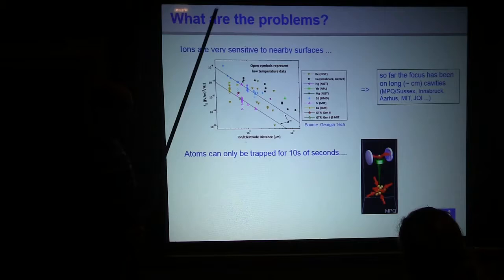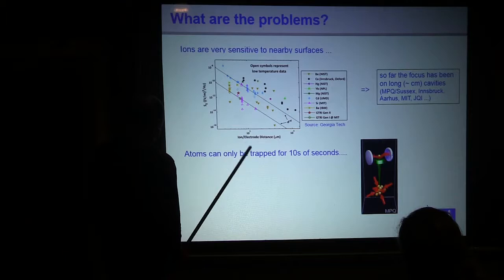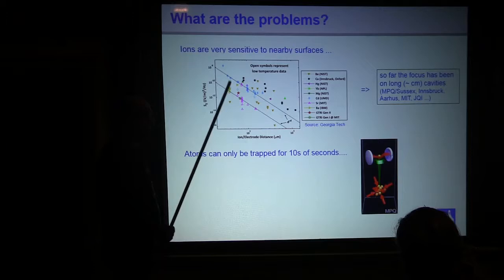So that's why usually the wisdom was that you cannot put ions very well in optical cavities, because you would have to bring a big dielectric to a distance of maybe 100 microns from the ion, and then the lifetime of the ion would be extremely short.